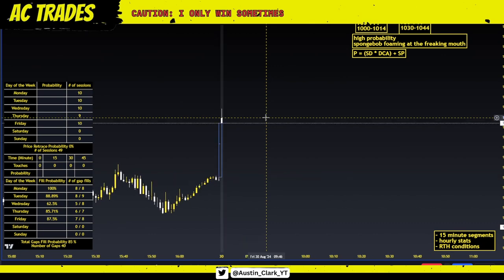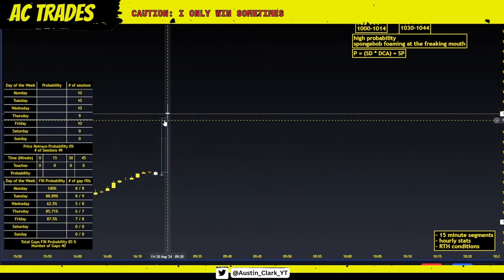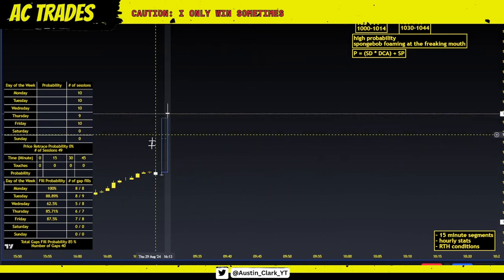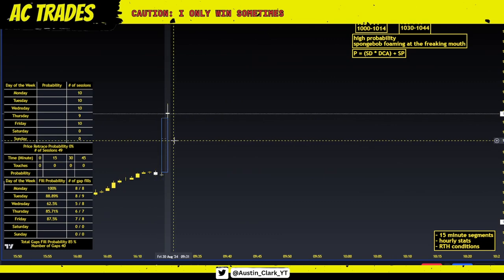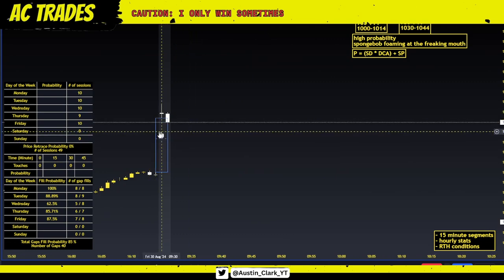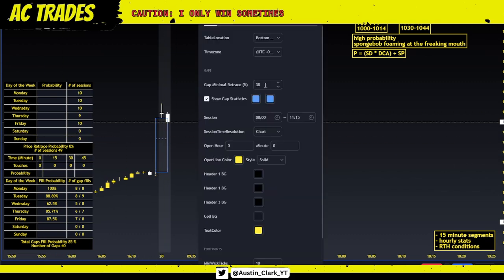And so now, market opens, midnight snap will draw the gap. And you see this dotted line right here? This dotted line represents exactly the percentage to the 1 to 38. This is exactly 38% of this gap. Okay, watch this. If I put 50, that dotted line is going to move, and I'm going to make it white so you can see it. It's going to move 50.